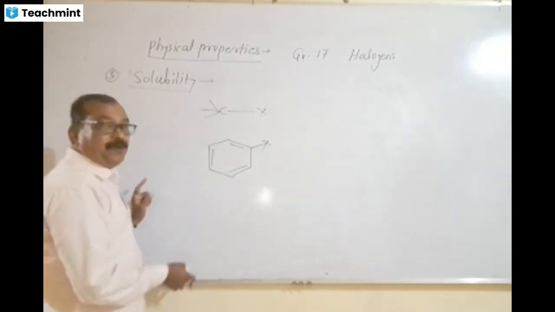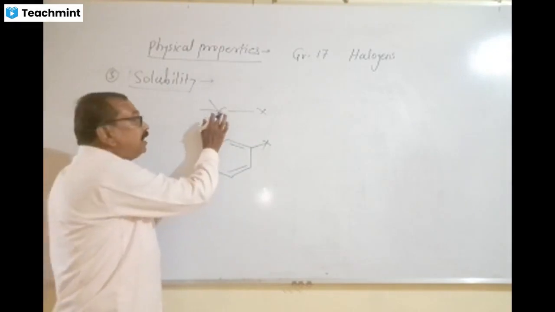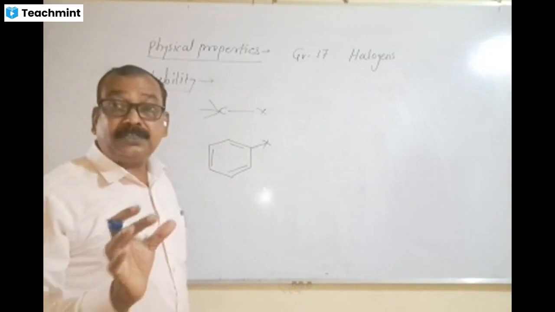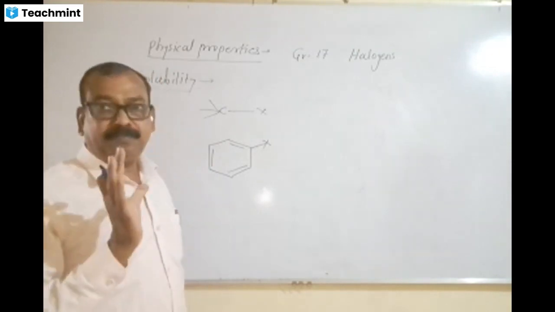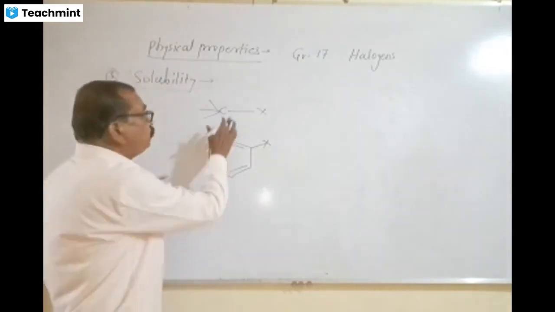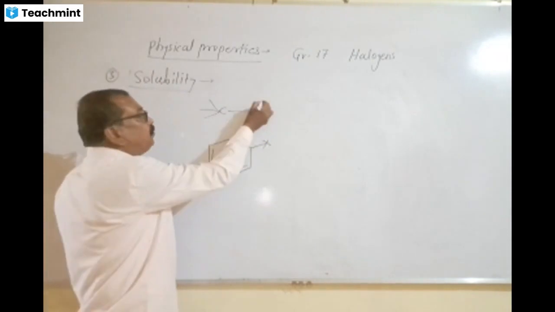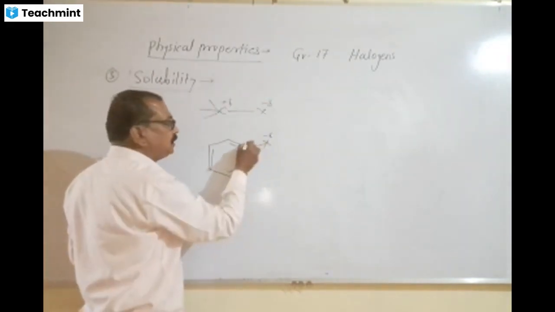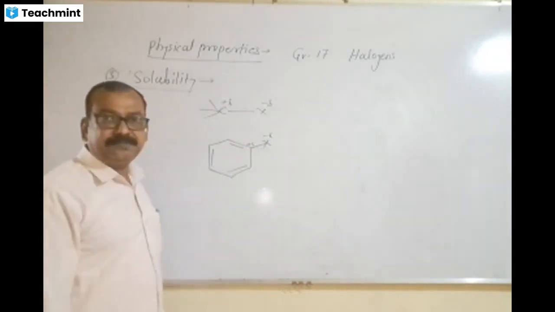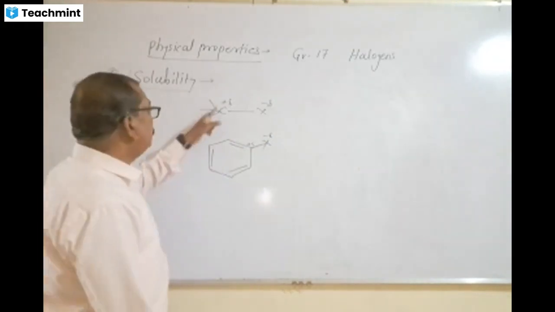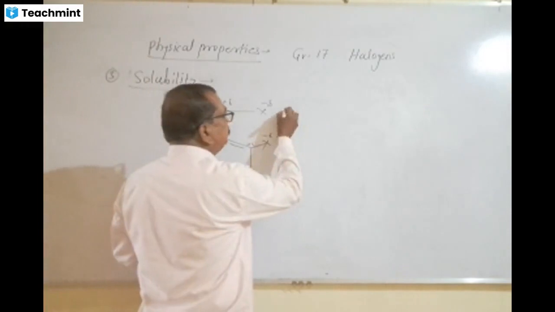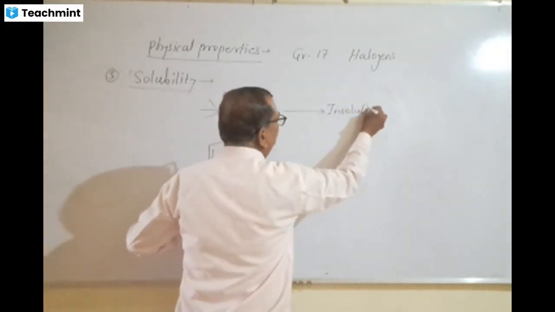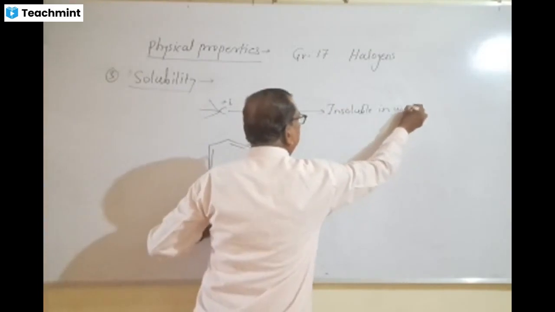In these two compounds, the bond between carbon and halo group is not perfectly ionic. It is not totally polar. It is partially polar, not a totally ionic bond. Here partial negative charge is present, partial positive charge. Therefore, these two types of compounds are insoluble in water.